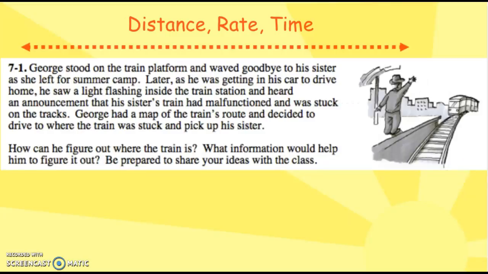7.1 is the first one, so please write 7.1 in your notebook. Distance, rate, and time. George stood on the train platform and waved goodbye to his sister as she left for summer camp. Later, as he was getting into his car to drive home, he saw a light flashing inside the train station and heard an announcement that his sister's train had malfunctioned and was stuck on the tracks. George had a map of the train's route and decided to drive to where the train was stuck and pick up his sister.